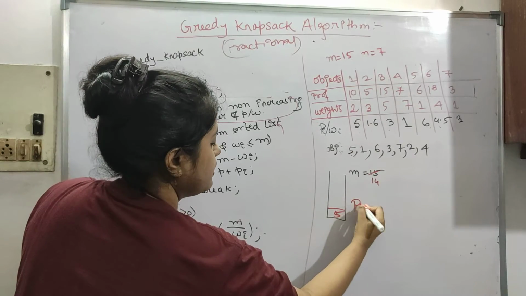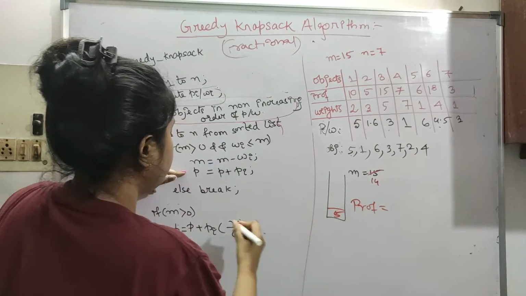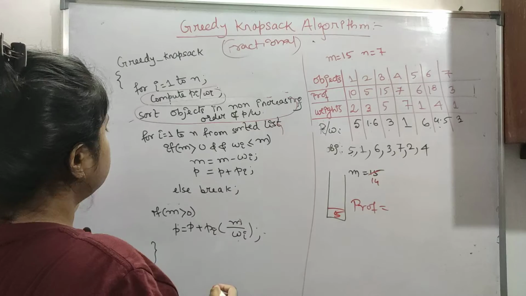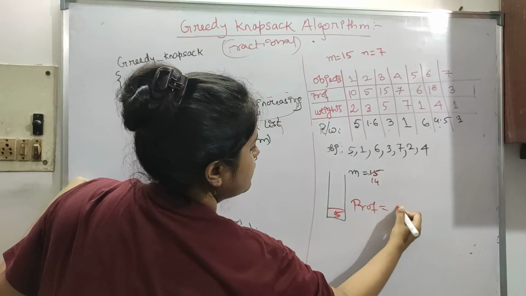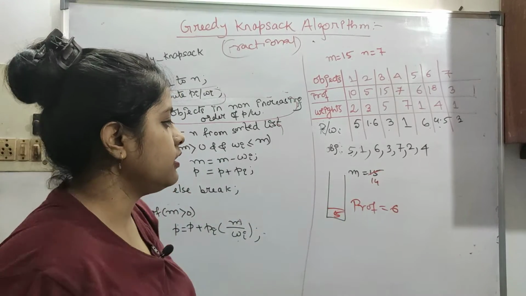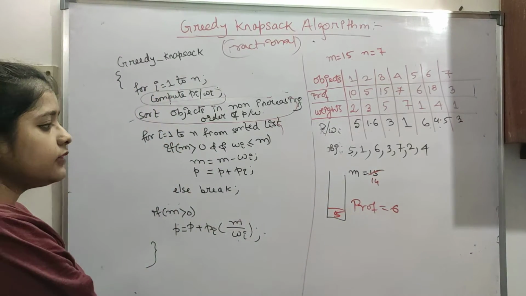So now profit. Profit was initially 0. So now profit will be here. Object 5's profit was 6. So this is our profit. Now let's move on to our next.